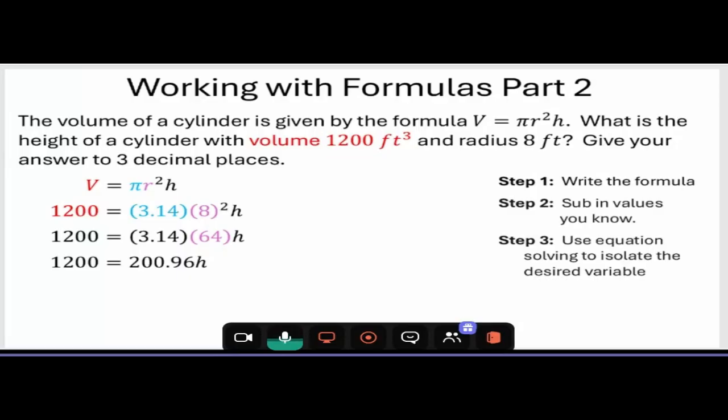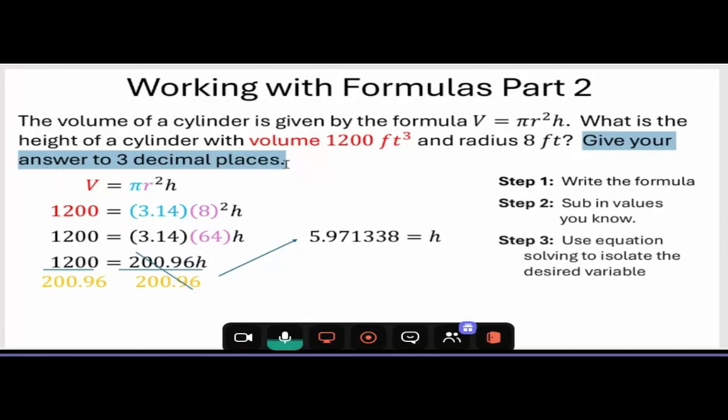I have the h being multiplied by 200.96. How do I make that go away? By dividing by 200.96, and whatever I do to the right, I also have to do to the left. The 200.96 cancels out and leaves just an h behind, which was the whole point of doing it. And then we pick up our calculator, 1,200 divided by 200.96. We get an answer. We go back and read the rounding instructions. Give your answer to 3 decimal places.